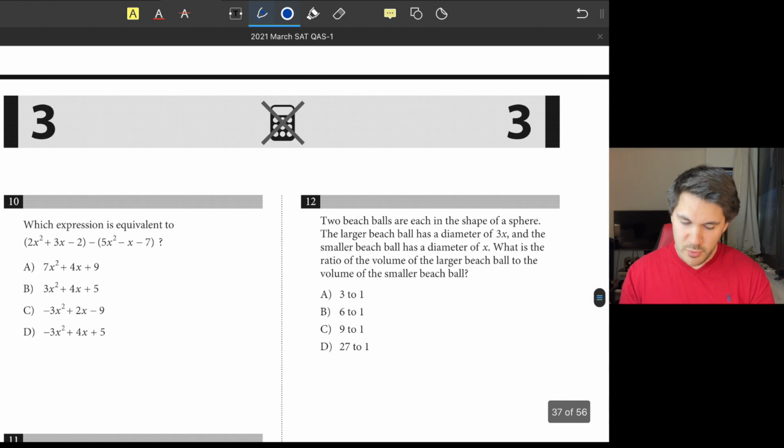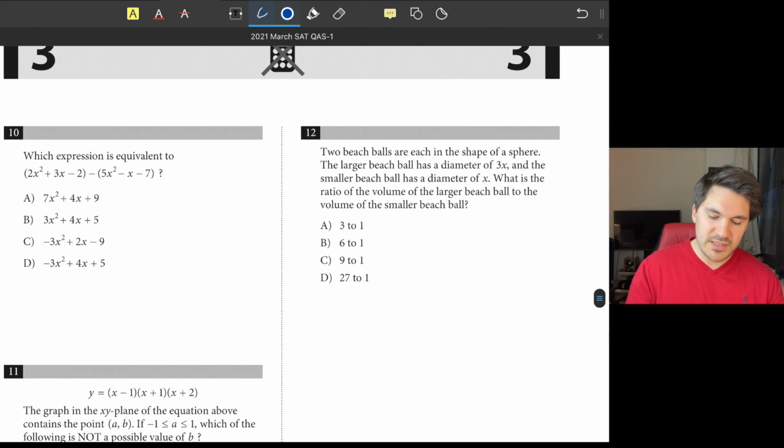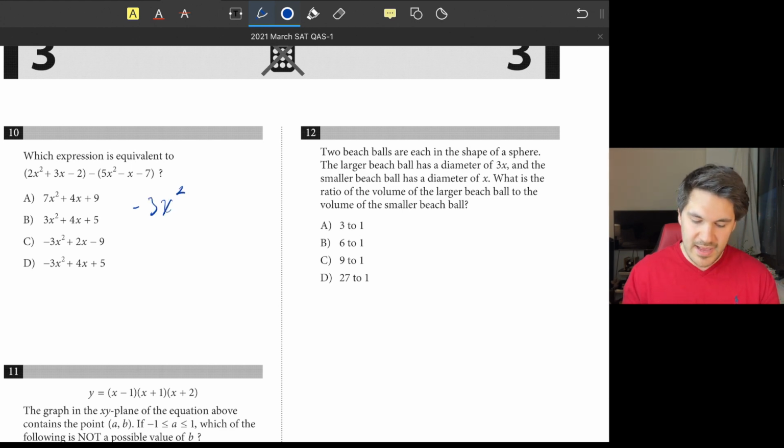Number 10. Which expression is equivalent to (2x² + 3x − 2) − (5x² − x − 7)? Just combine like terms, that's it. 2x² minus 5x² gives us negative 3x². 3x minus negative x is going to be plus 4x. So like we already know, the answer is going to have to be D. But negative 2 minus negative 7 is negative 2 plus 7. So it's going to be plus 5. So our answer is going to be D.